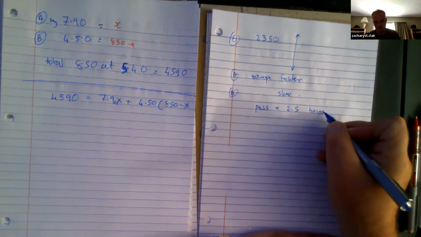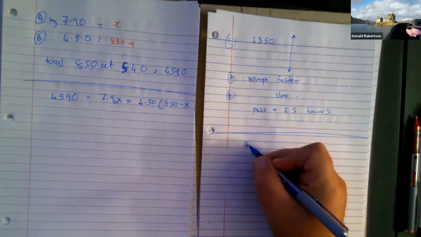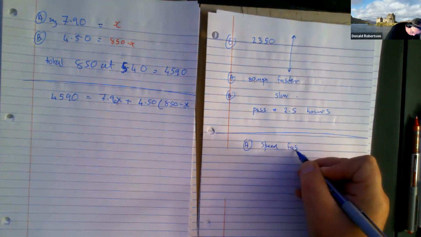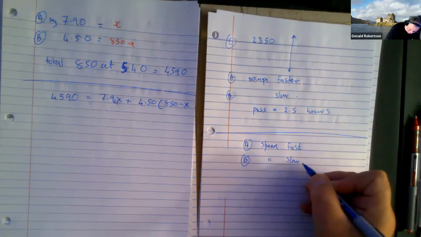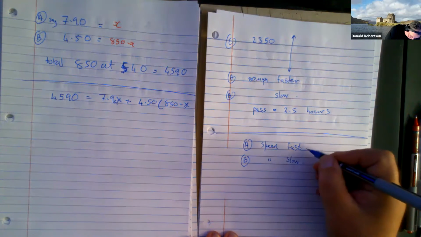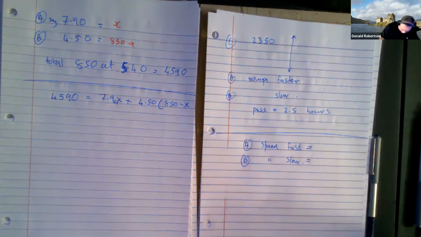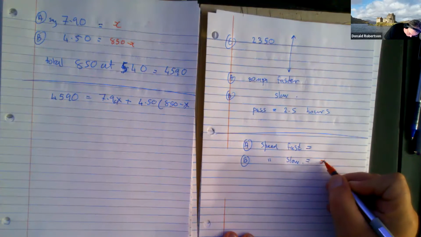2.5 hours. Okay, so the two things that we need to find here are A, the speed of the fast plane, and B, the speed of the slower plane. I'm giving them that label, and that's actually the labels that they've got. They're calling the first one the slower plane and the second one's the faster, so that's fine. We've got good labels. Now, I don't know what the speed of the slow plane is, so I'm going to call that X.